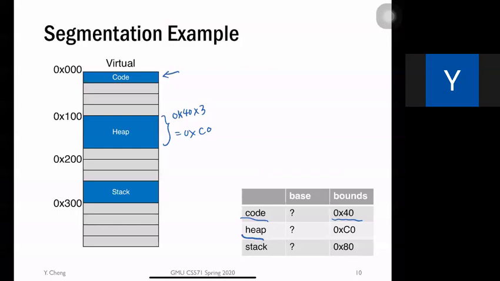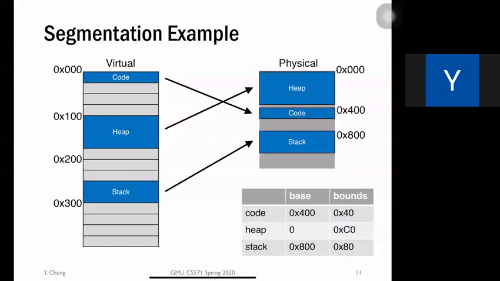Similarly, you can easily calculate the size, the bounds value, of the third memory segment, which is the stack. Since it occupies 2 consecutive memory blocks, its bounds value is 0x80 in hex. Okay, so far, what is not known is the base value, because the base value is the physical address, which is not known right here. So we still need further information, which is exactly the physical memory layout.